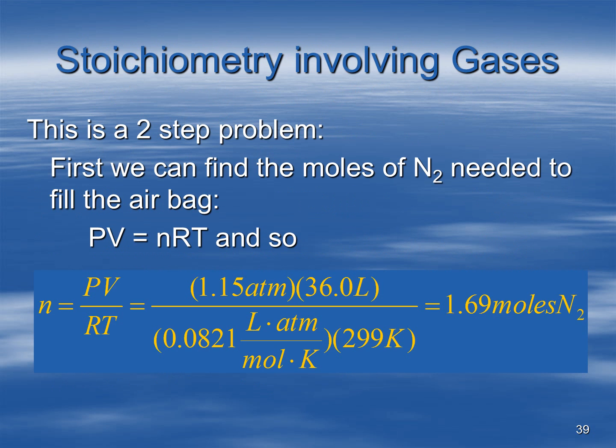So it's a two-step problem. The first thing we have to do is use PV equals nRT to find how many moles of nitrogen need to fill the airbag. So the number of moles is PV over RT. Again, you can see everything cancels except moles, and so we need 1.69 moles of nitrogen gas to fill up the airbag.